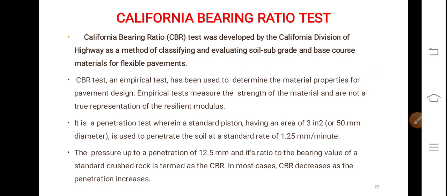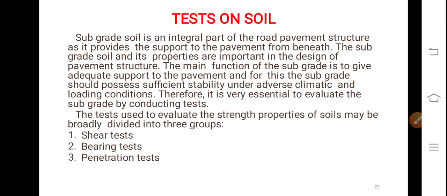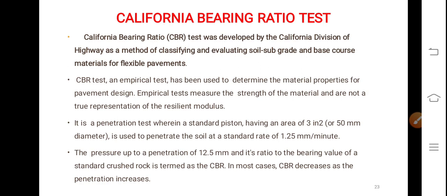Now, the California bearing ratio test we will see in the next class. Today it is sufficient. So please go through once this literature of whatever we have learnt up to today's class, that is the second class. We will take up the California bearing ratio test in detail in the next class.